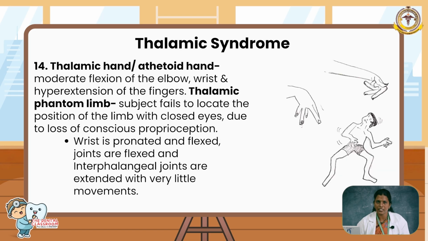Lastly, another observed symptom of thalamic syndrome is also called the athetoid hand, where there is moderate flexion of the elbow and wrist and hyperextension of the fingers. The wrist is pronated and flexed. The metacarpophalangeal joints are flexed. The interphalangeal joints are extended with very little, restricted movement. So this is the condition of the thalamic athetoid hand.